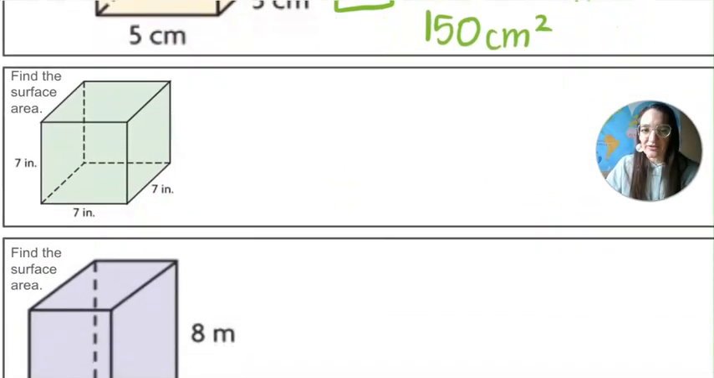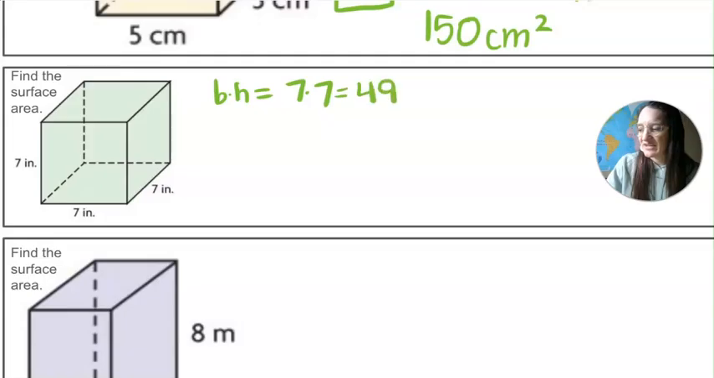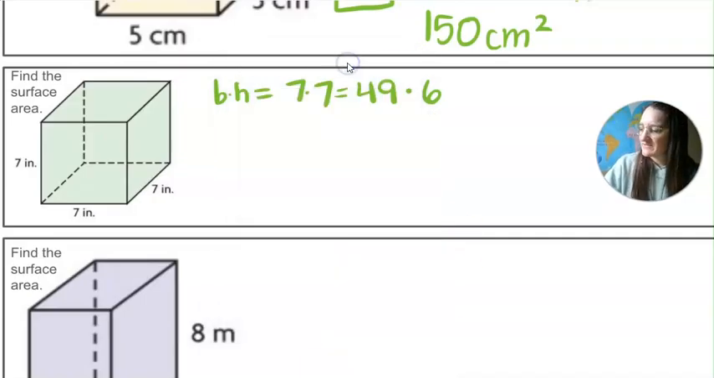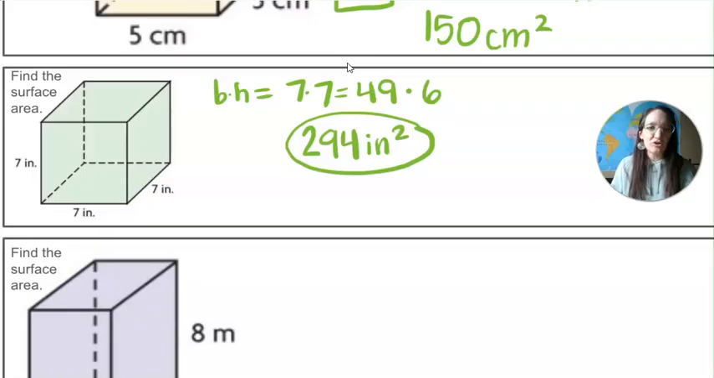So let's see if you can do it now. We've got a cube right here, and all of the sides are 7 centimeters. Well, base times height would be 7 times 7, which is 49. And let's times that 49 by 6 and get 294 centimeters squared. That is, for a cube, that's all you have to do to find the surface area.